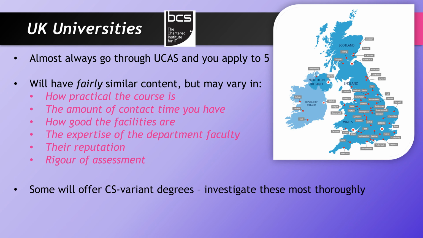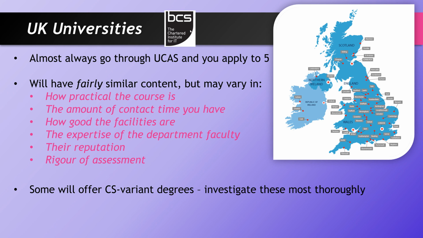Another thing to consider is the fact that there won't always be pure computer science degrees. Most universities do have a computer science degree called computer science, but there'll be some CS variant degrees dotted about as well. These are things like cybersecurity, games development, machine learning, IT, etc. Things which are related but could be a bit different to what you are expecting. So make sure you investigate these most thoroughly if you are considering something not labelled computer science but really want to do computer science.